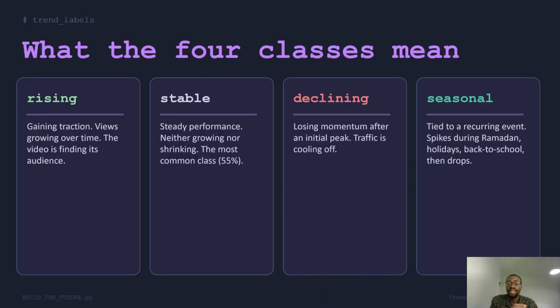In the target classes, stable is the most common class. Declining is losing momentum after an initial peak; traffic is cooling off. Seasonal is tied to a recurring event, just like how football-related content was probably the bomb in the past few months, based on the World Cup that was going on and the season that we had.